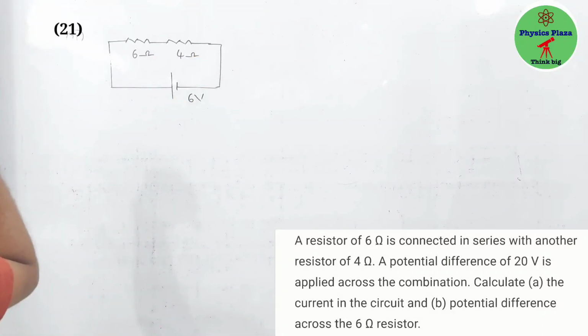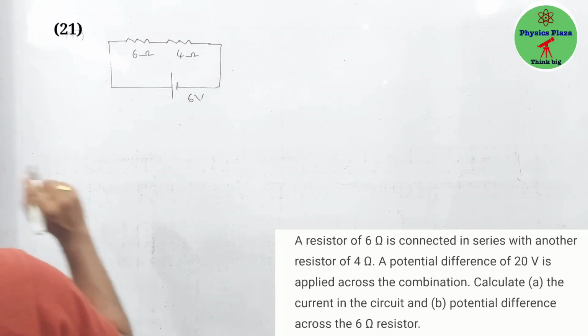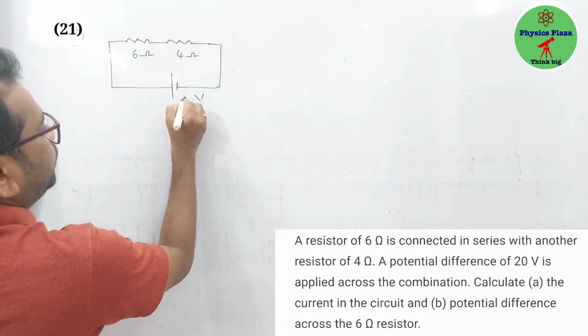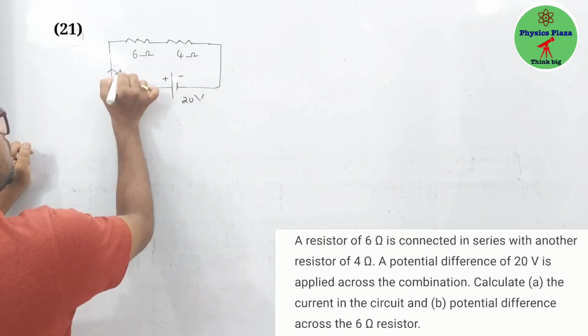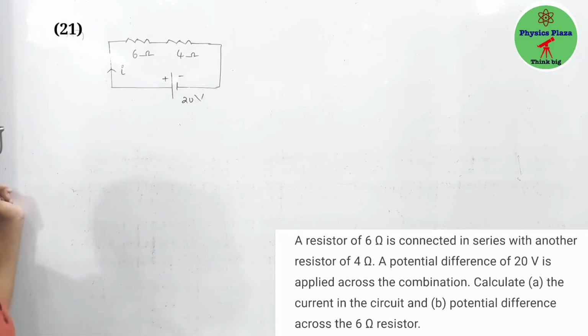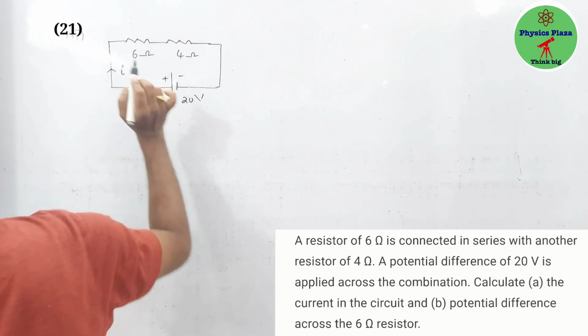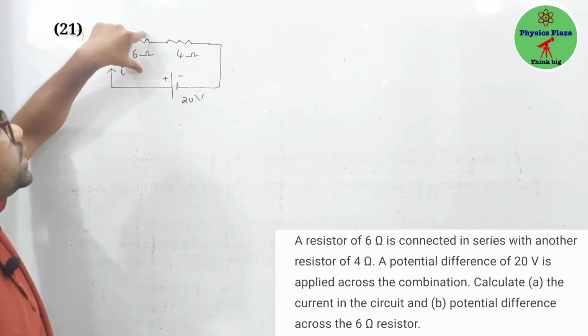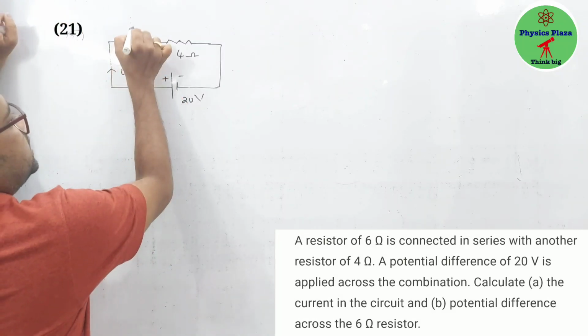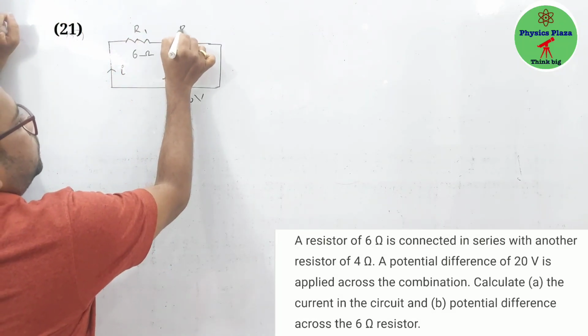Is it 6 volt only? No, it's 20 volt, children. Now they are asking us to calculate the current in the circuit and the potential difference across the 6 ohm resistor. Let us say it's R1, it's R2.